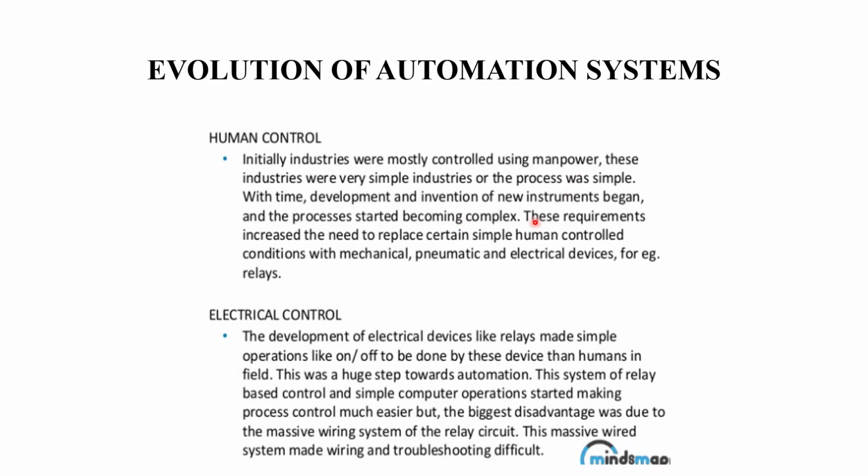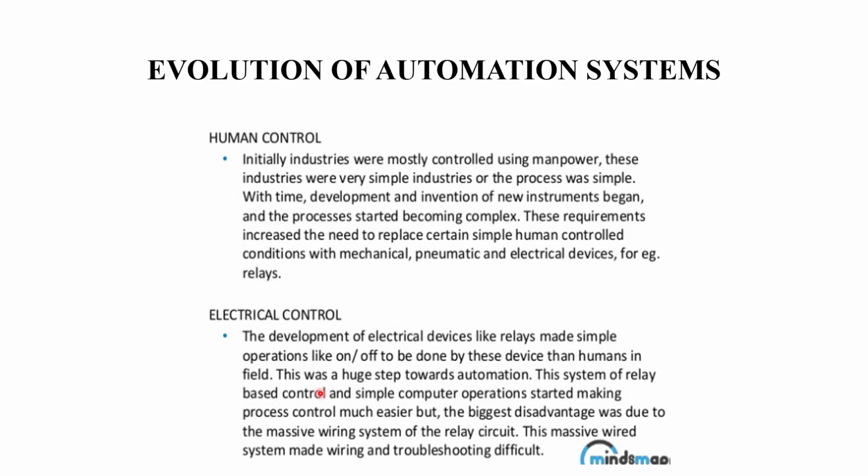With human control, these requirements increased the need to replace certain simple human control conditions with mechanical, pneumatic and electrical devices. For example, we go for a relay. The introduction of the relay evolved the next type of control, called electrical control. The development of electrical devices like relays made simple operations, like simply switching on and off, to be done by these devices rather than by humans in the field. This was a huge step towards automation.